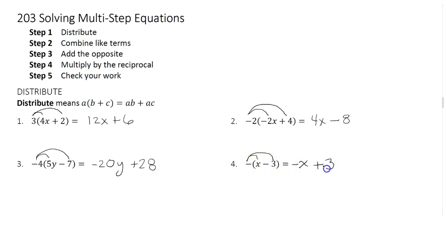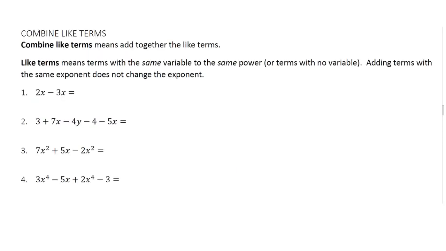The easier way to think of this is change the negative on the outside to a negative 1. Negative 1 times x is negative 1x. Negative 1 times negative 3 is positive 3. This is the same answer as negative x plus 3. Now let's practice combining like terms.